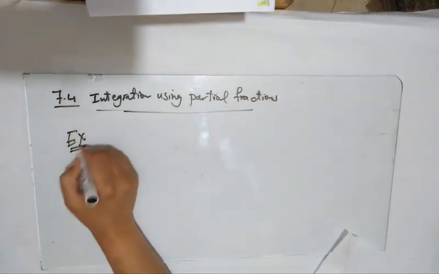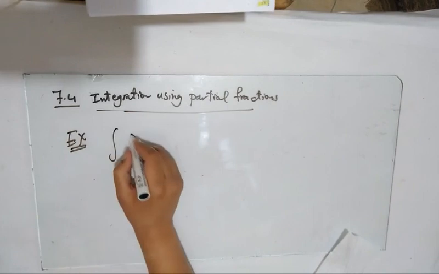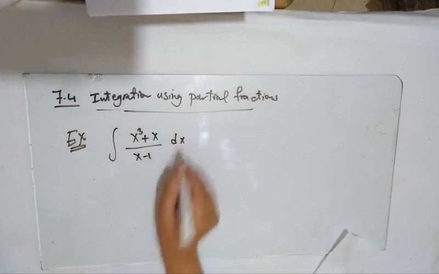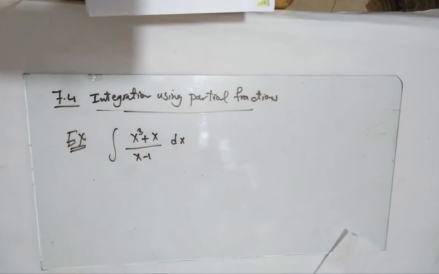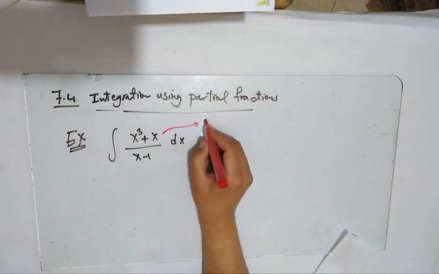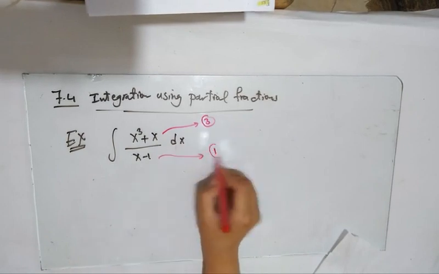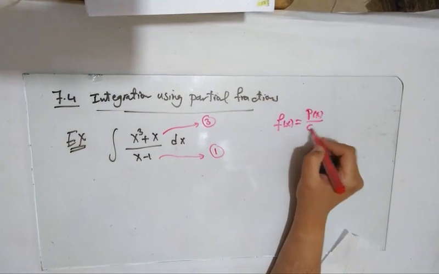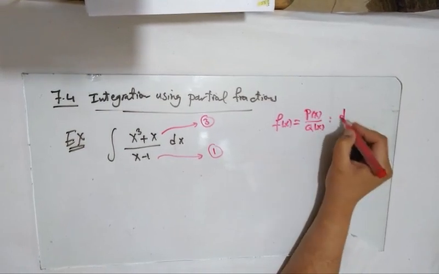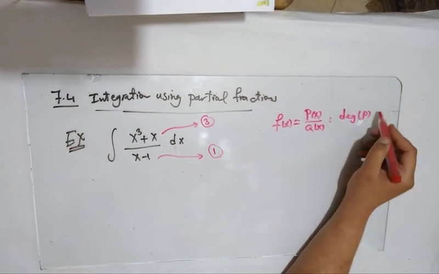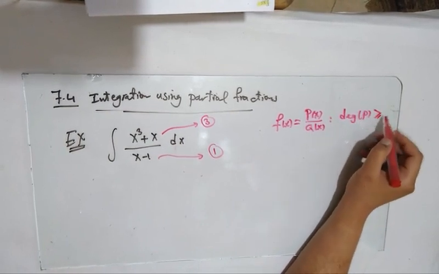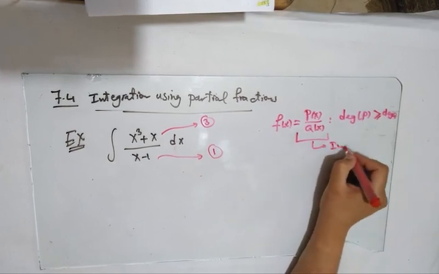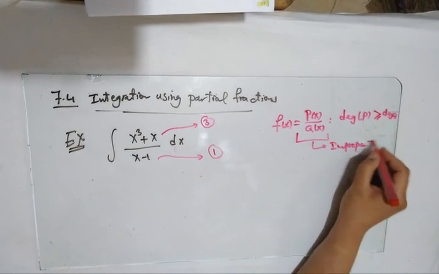For example, if you want to integrate x cubed plus x over x minus 1. You can note that the degree of the numerator is 3 and the degree of the denominator is 1. So these kinds of rational functions, p of x over q of x, such that the degree of p is greater than or equal to the degree of q, this fraction is called an improper fraction.